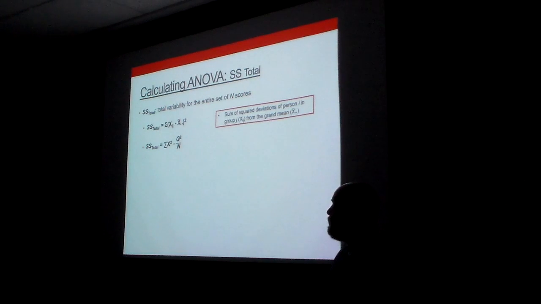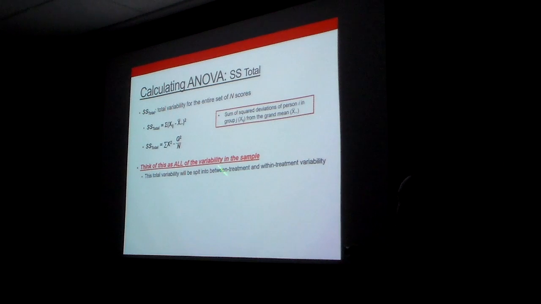A quicker way to calculate this is to take the sum of our squared x values and subtract from that our grand total squared over the total number of people in the sample. This is just a shortcut to calculating this. So this is your conceptual formula, to help you think about what's actually going on. This here is going to be your computational formula. Questions here?